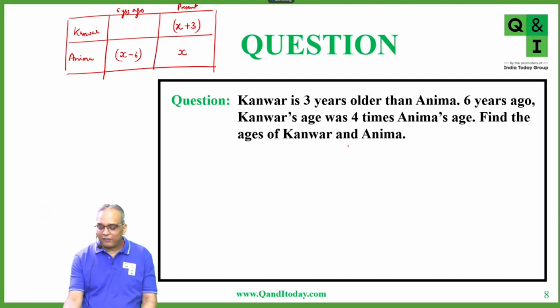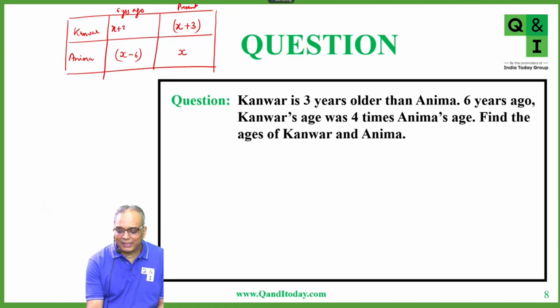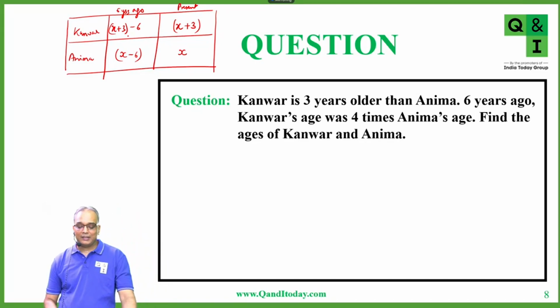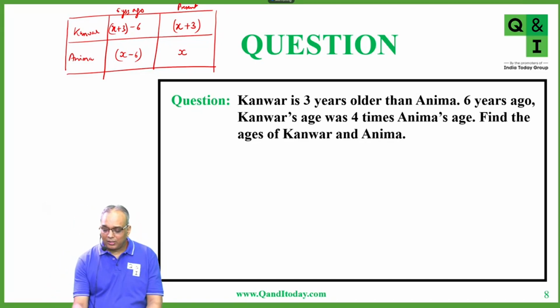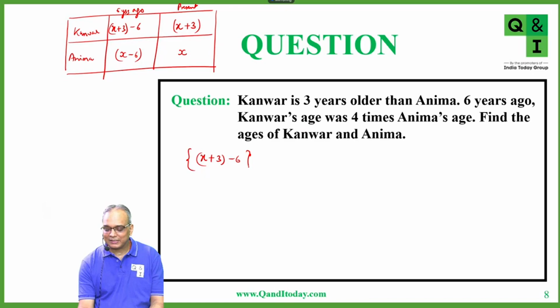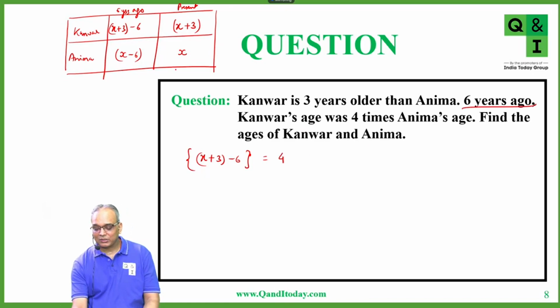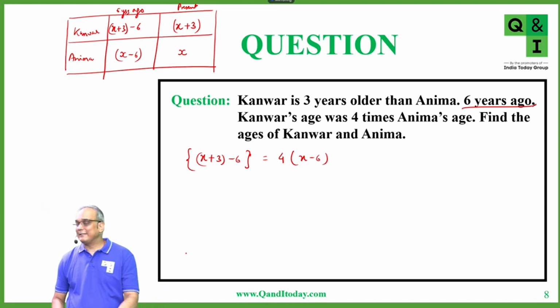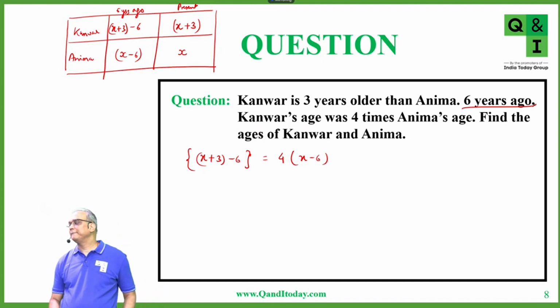And the age of Kanwar 6 years ago will be x plus 3 minus 6. Right? So now 6 years ago, Kanwar's age is x plus 3 minus 6. This is Kanwar's age, which is 4 times Anima's age 6 years ago. 6 years ago, Anima's age was x minus 6. Is this clear to everyone?